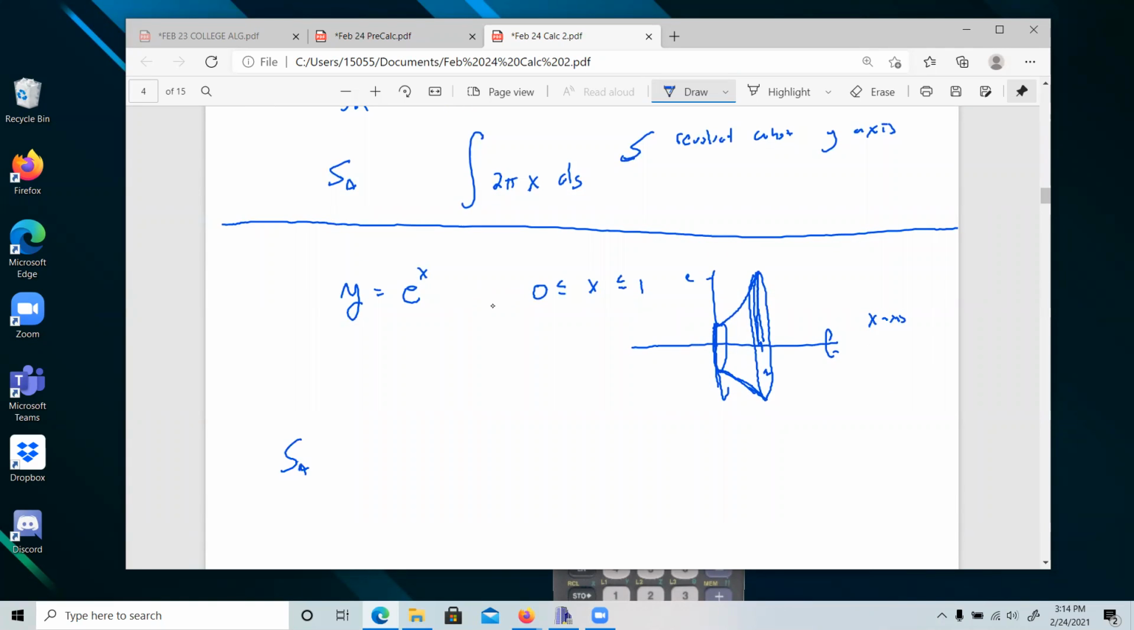Okay, so let's go ahead and set that up. So my surface area, right, is equal to the integral from 0 to 1. Right, I've got 2 pi. My radius, right, which is y.